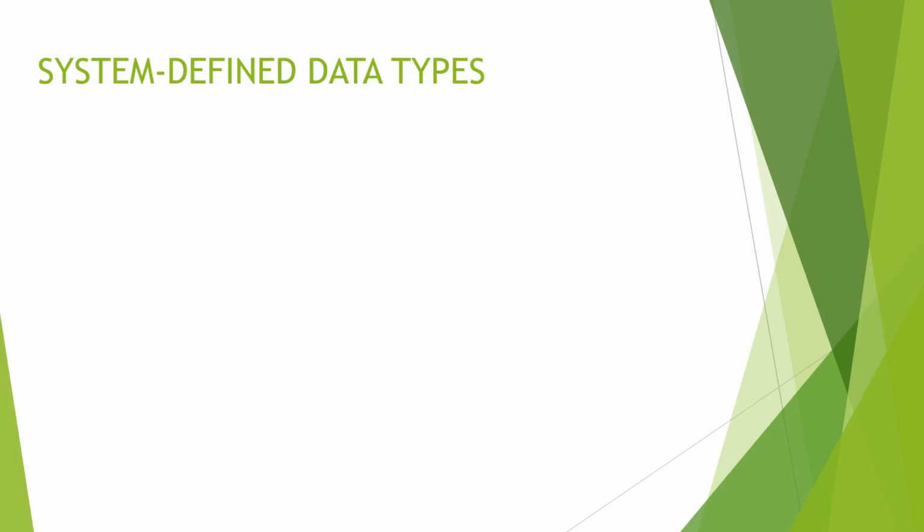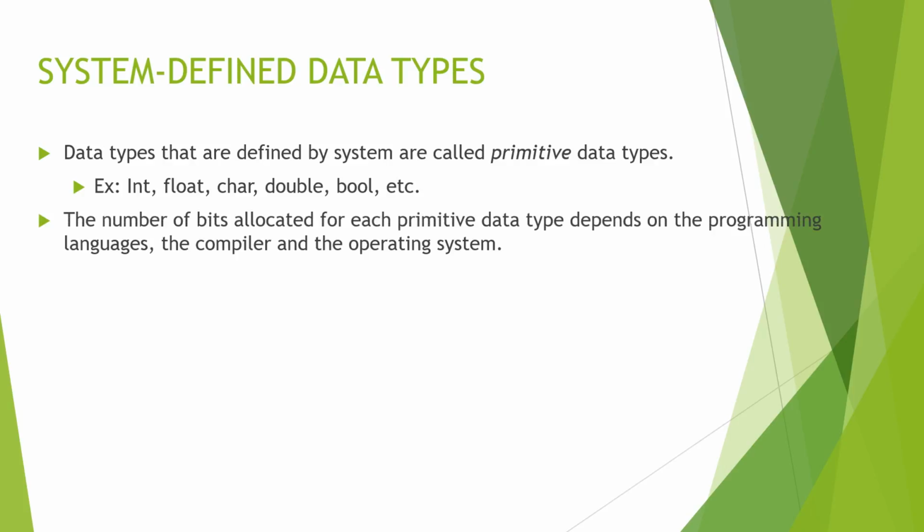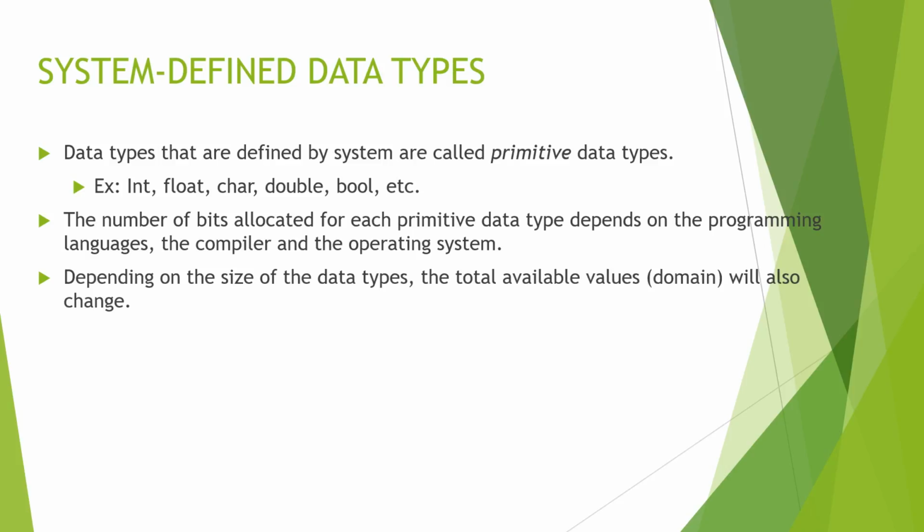Let's understand what are system-defined data types. Data types that are defined by the system are called primitive data types. The primitive data types provided by many programming languages are int, float, char, double and bool, etc. The number of bits allocated for each primitive data type depends on the programming language, the compiler and the operating system. So, for the same primitive data type, different languages may use different sizes. Depending on the size of data types, the total available values will also change. For example, int may take 2 bytes or 4 bytes.